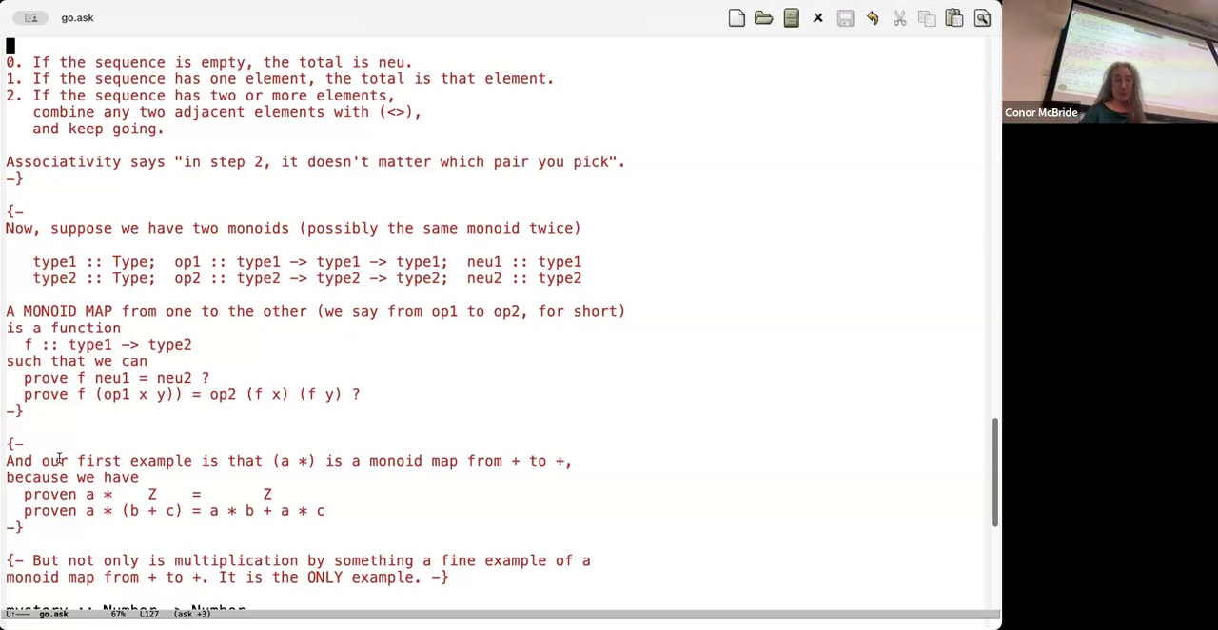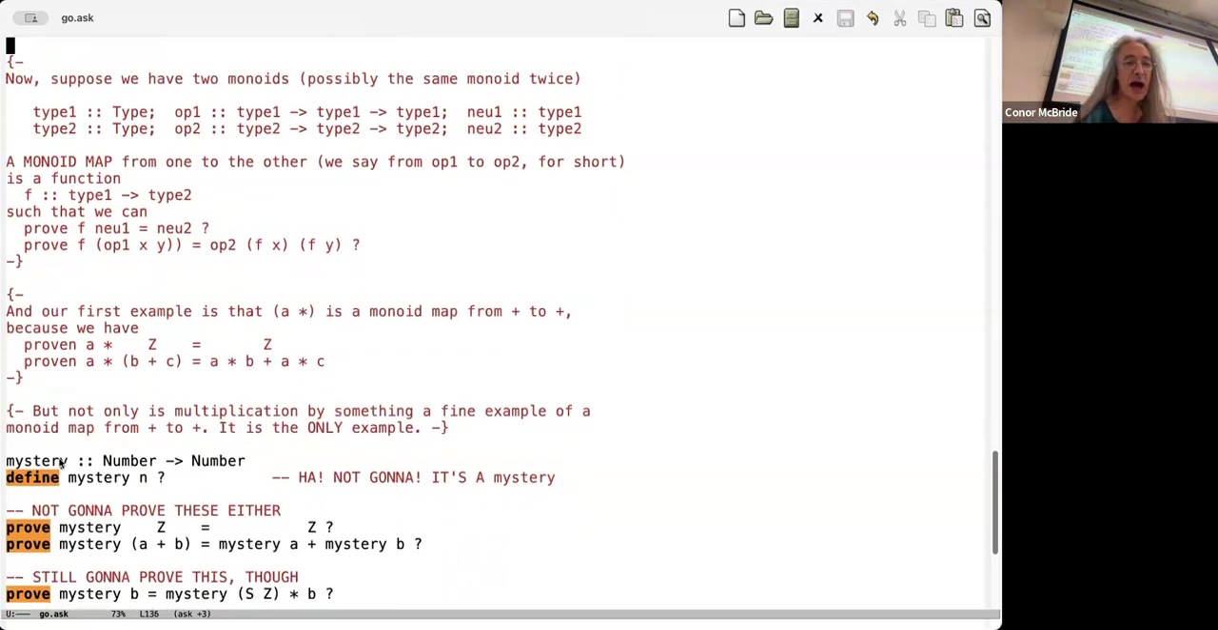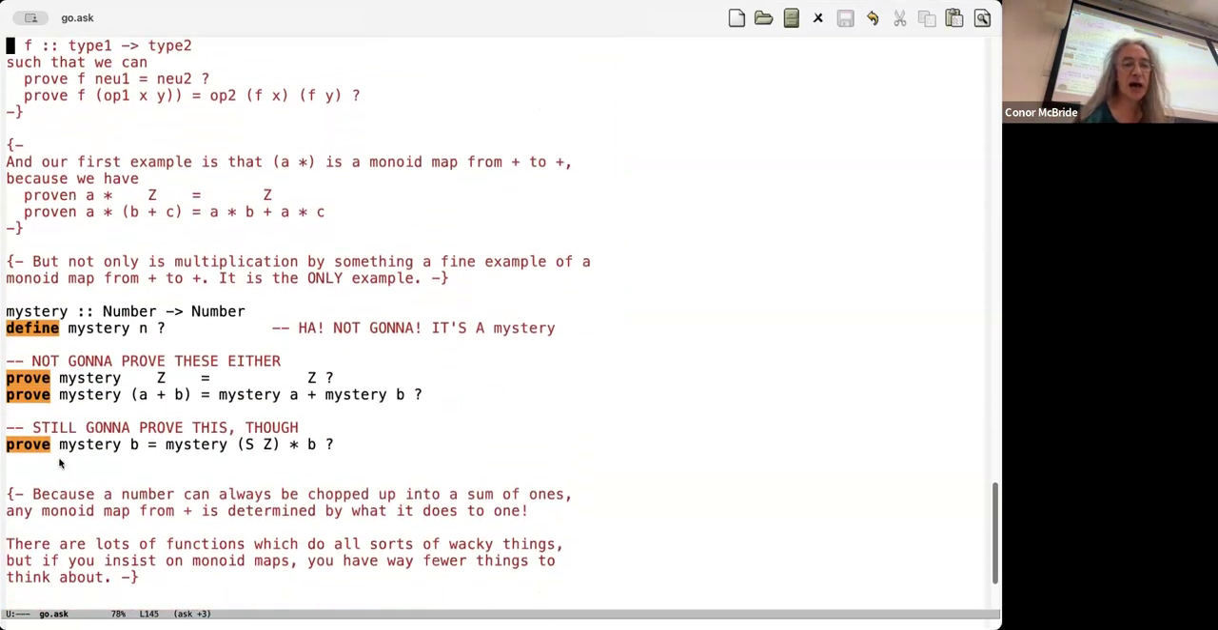Okay, so we have established that multiplication by a constant is a monoid map from adding to adding. And my question is, for Clemens, are there any monoid maps from adding to adding that are not multiplying by something?